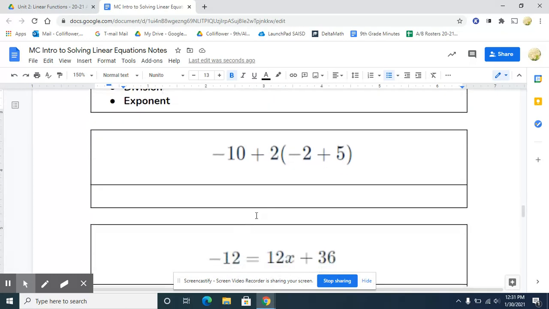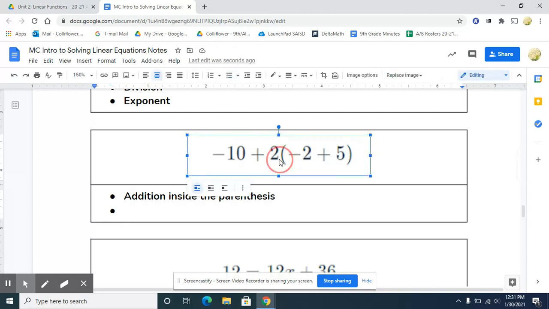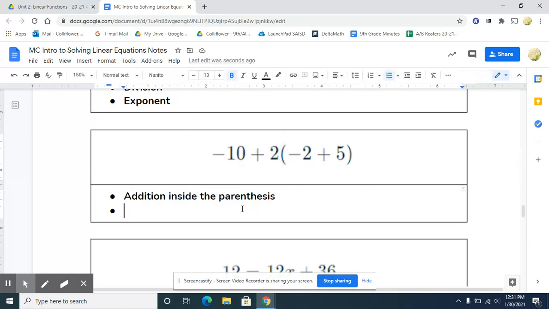In this example, we have some addition happening inside the parentheses. So the first operation would be addition inside the parentheses. Then, after we would do that, we actually have this 2 is being multiplied by the parentheses. So then we would do the multiplication.